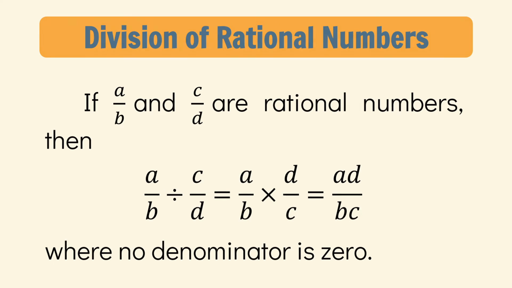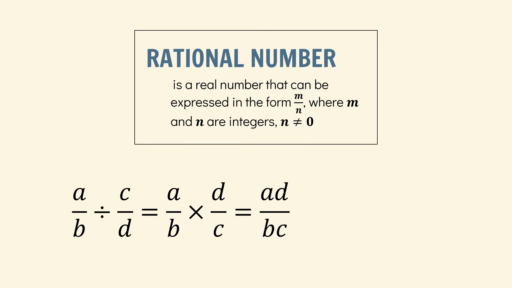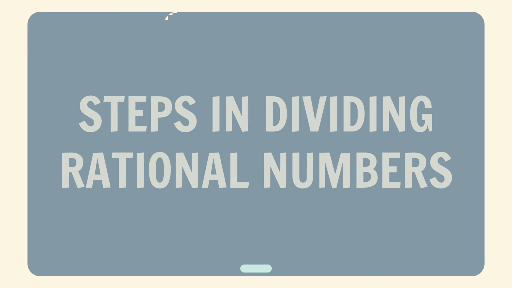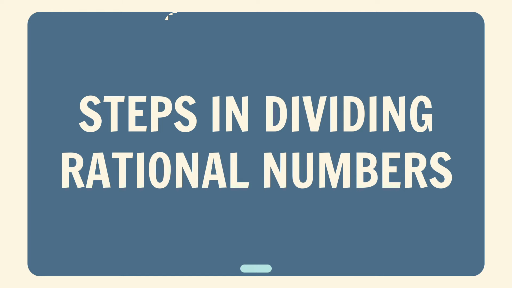Okay, so as you remember, a rational number is a real number that can be expressed in the form m over n, where m and n are integers and n should not be equal to 0. So if we have AD as the numerator m and BC as our denominator n, therefore BC should not be equal to 0. So now we will tackle the steps in dividing rational numbers.